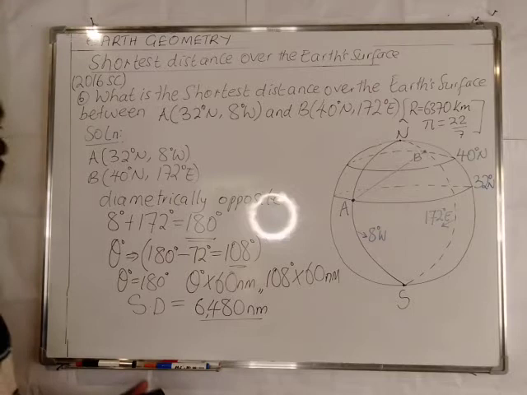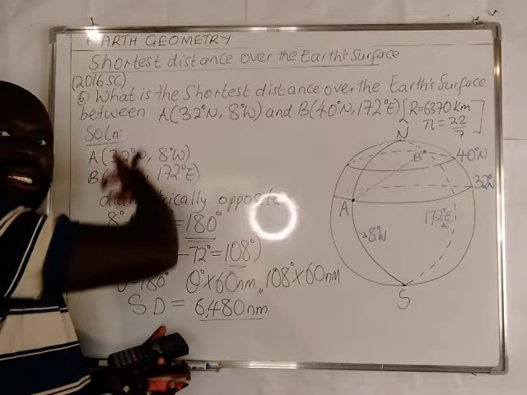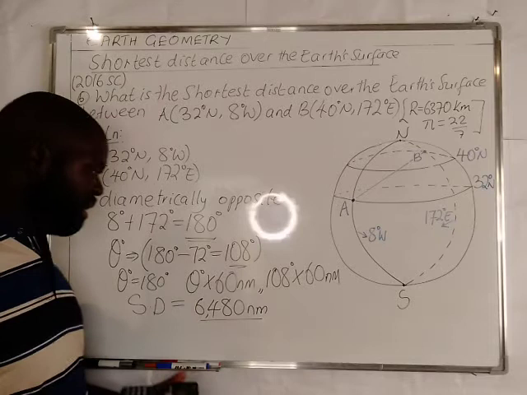So the two places are diametrically opposite. How do we find out if they are diametrically opposite? We add the longitudes. As soon as we get 180, we add the latitudes. And whatever we get, we subtract from 180, then that will be our theta, and we multiply by 60, we get our distance in nautical miles.